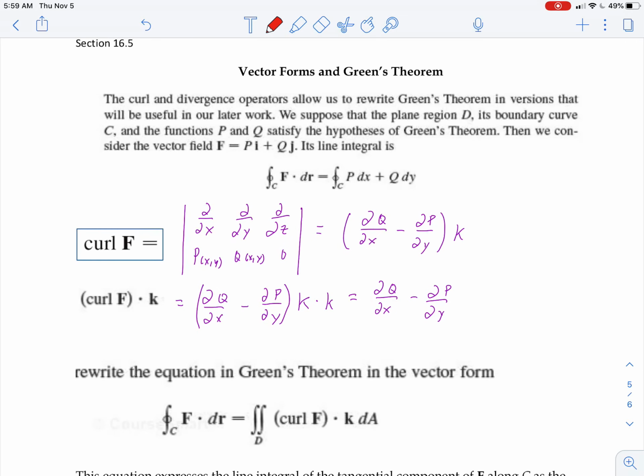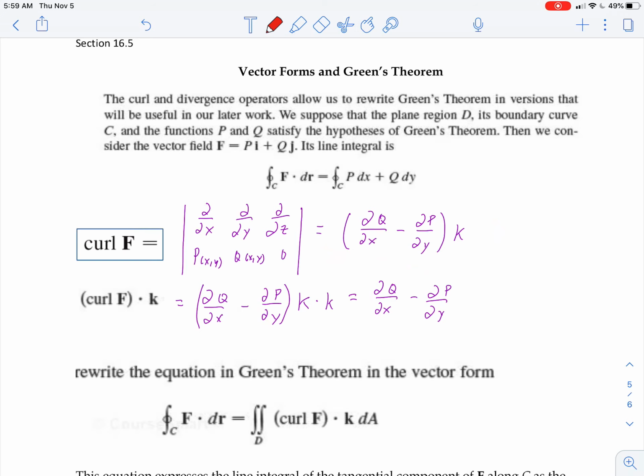Then we consider the vector field PQ. Its line integral is, and again, since it's on a simple region, it's going to be defined by that. And then if we do the curl of this, notice that we're still using our z component, but that's going to be taken as 0. Then the curl is just going to be given by the partial of Q with respect to x minus the partial of P with respect to y.